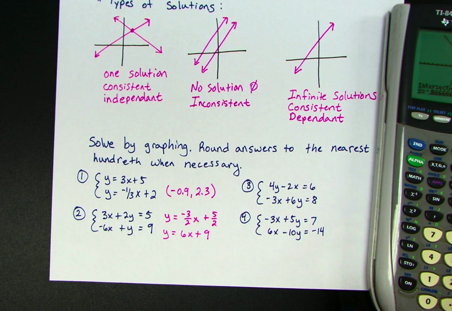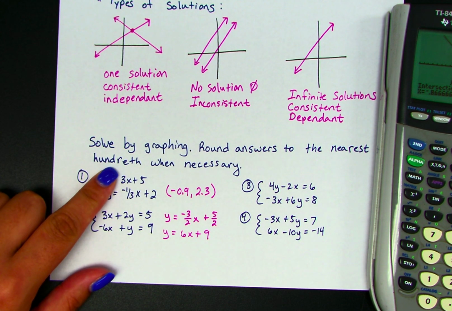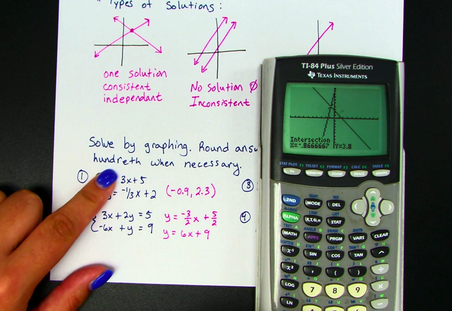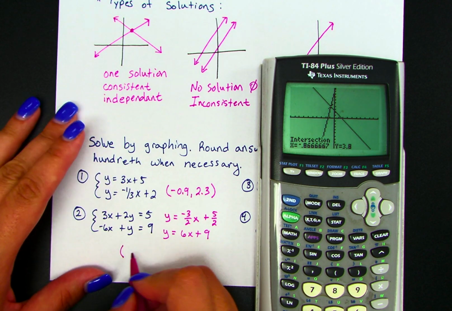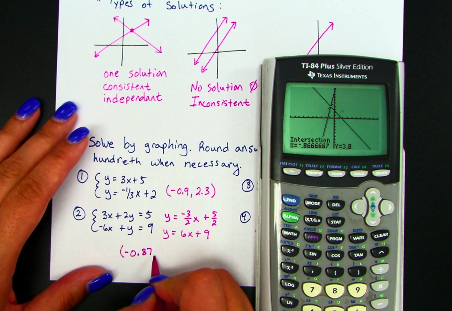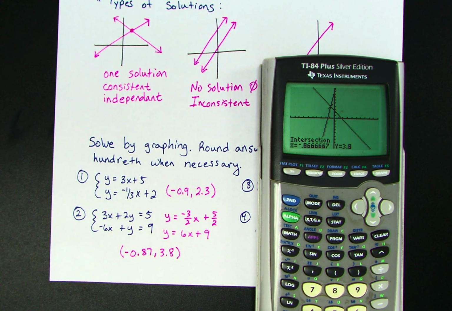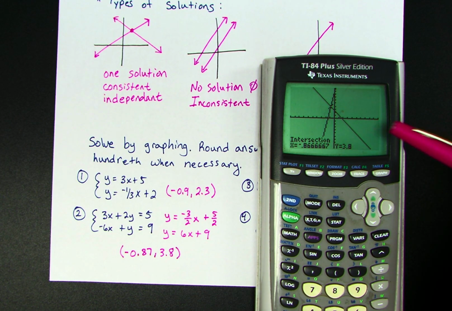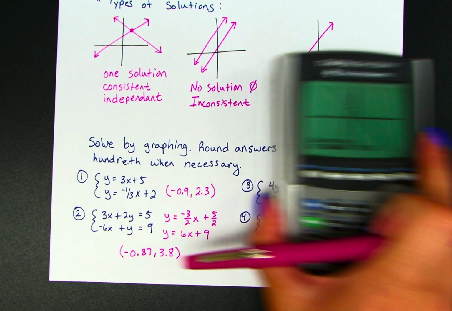So we are asked to round to the nearest hundredth. So for this problem, our point is (-0.87, 3.8). And again, if we were classifying, we have a solution, so it's consistent, and we only have one solution, so it is independent.